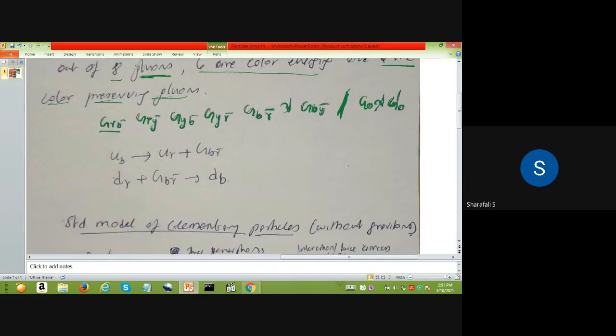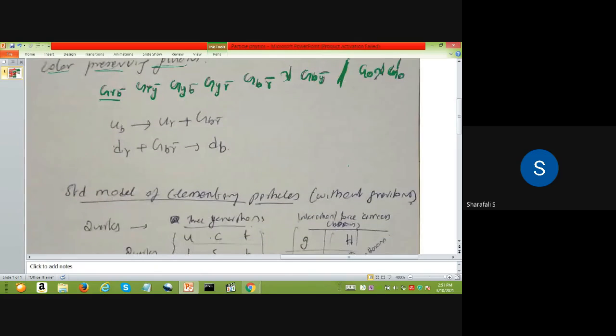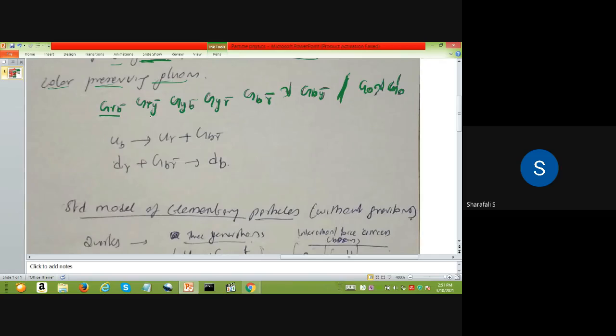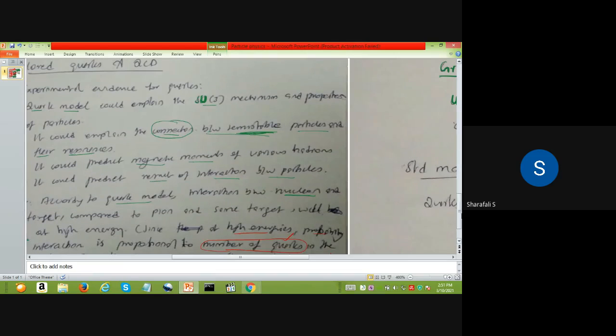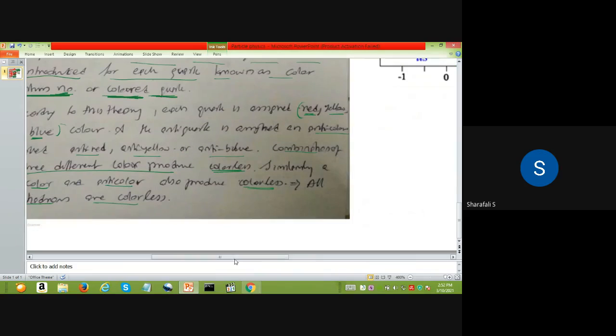Now let's consider an example. For example, in this case, you are having an up quark with the blue color. Okay, up quark with the blue color. So what will happen in this case? I just stop that. So for this omega minus case, what will happen?